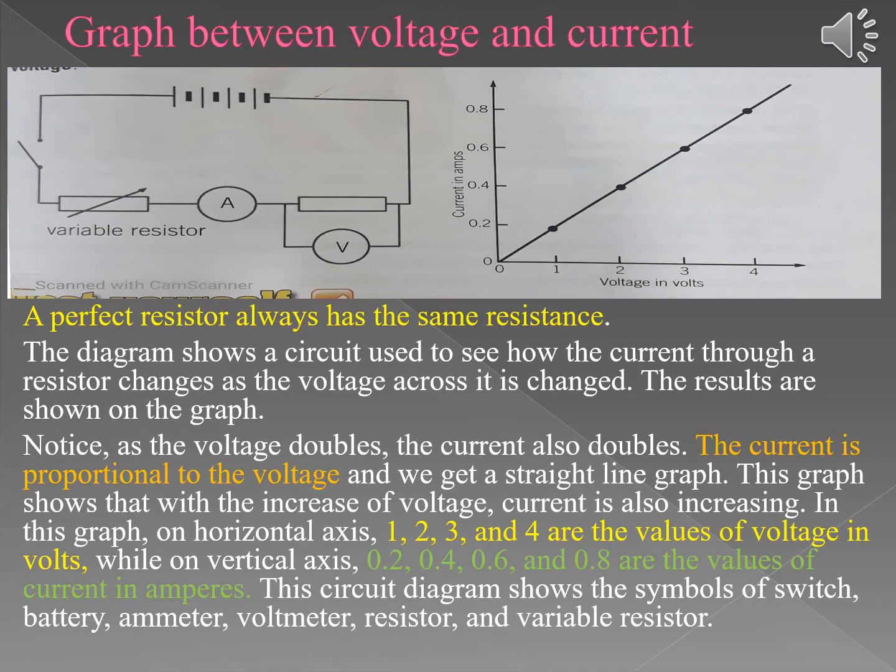In this graph, on the horizontal axis, 1, 2, 3, and 4 are the values of voltage in volts, while on the vertical axis, 0.2, 0.4, 0.6, and 0.8 are the values of current in amperes. Dear students, this circuit diagram shows the symbols of switch, battery, ammeter, voltmeter, resistor and variable resistor.